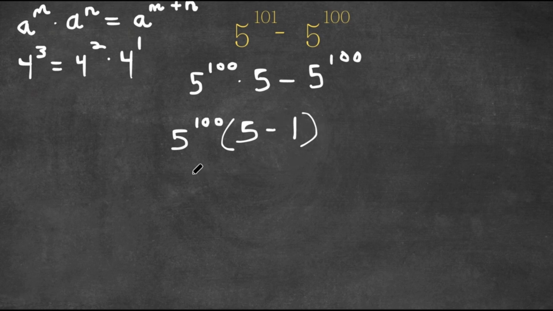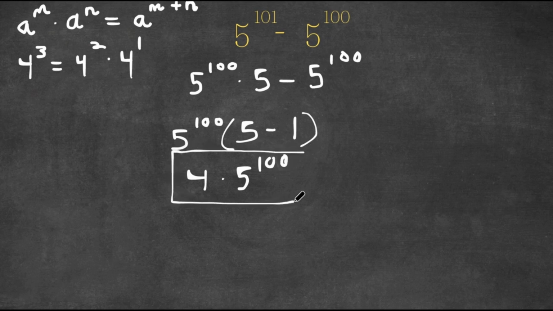5 minus 1 is simply 4. So now we have 4 times 5 to the power of 100. And this is going to be our answer.